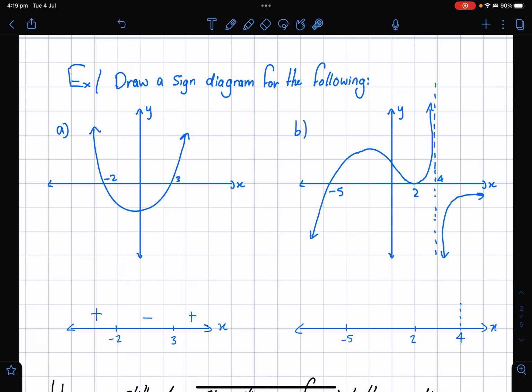Now, these don't have to be to scale, okay? Just showing the differences. Now, to the left of -5, it is below. In between -5 and 2, it's above. And then between 2 and our asymptote at 4, it's also above.